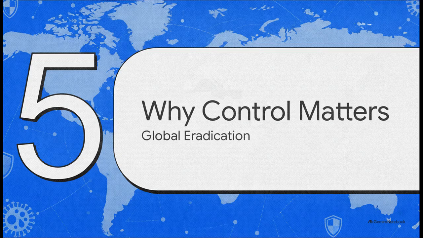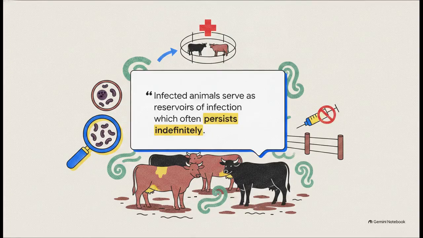And that frontline defense is totally necessary for a much larger worldwide strategy. Section 5. Why global control matters. Global eradication. Listen to this quote from the source material, because it really hits the nail on the head. Infected animals serve as reservoirs of infection, which often persists indefinitely. Treatment of cattle with brucellosis is simply not practical. It just doesn't work. The bacteria hides way too well inside the host's own cells, and the animals shed huge amounts of it into moist environments where it can remain viable for months. Because you literally can't cure the herd, eradication is the only viable path forward.